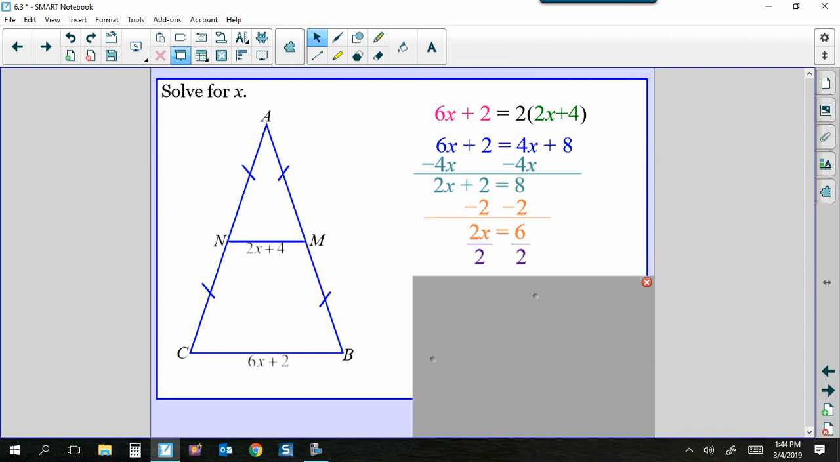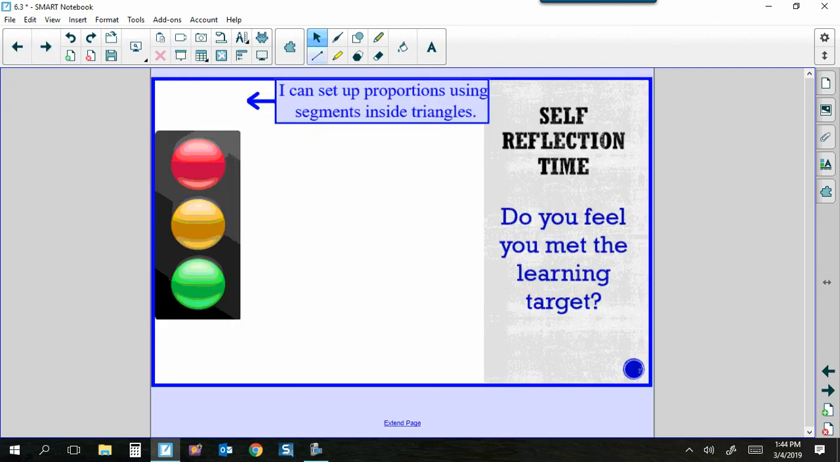So these last 3 problems, you can see we were just using the fact that midsegments are exactly half of the side it's parallel to, or the bigger side is twice as big as the midsegment. So hopefully you guys feel confident in setting up the proportions created by segments inside of triangles.